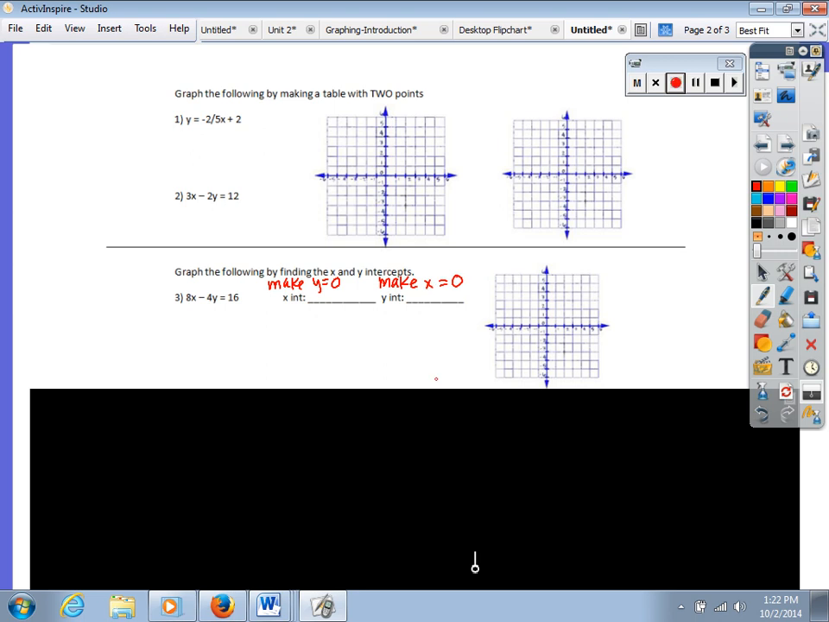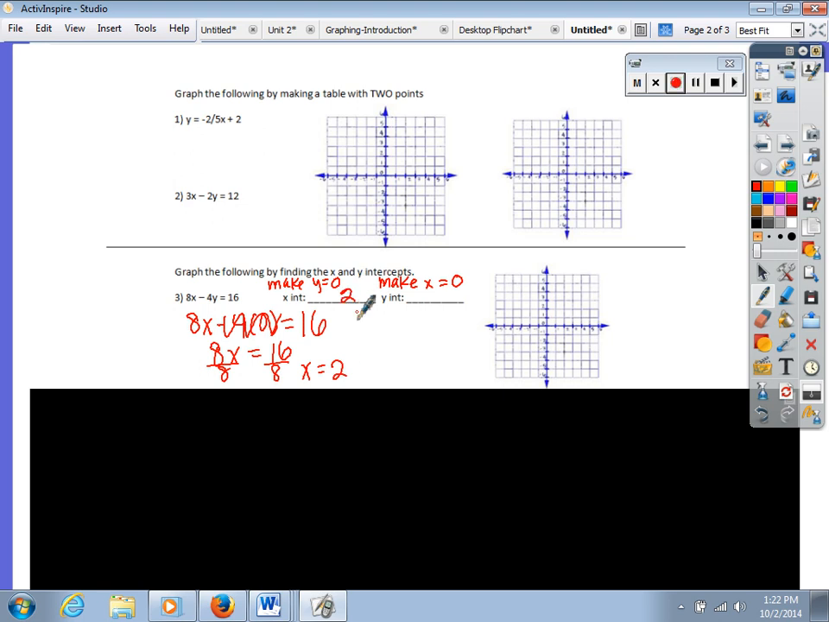All right? So the x-intercept, we're going to go ahead and do that one first. So instead of writing y, I'm going to substitute in 0 for it. So I'd have 8x minus 4 times 0 equals 16. Well, anything times 0 becomes 0, and we really don't even have to write it because it just kind of goes away. So 8x equals 16, and then you would just divide by 8. So my x-intercept is 2.